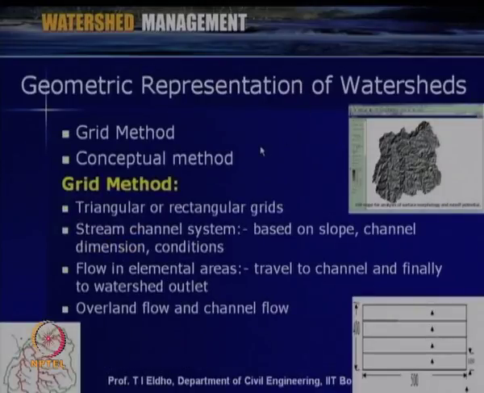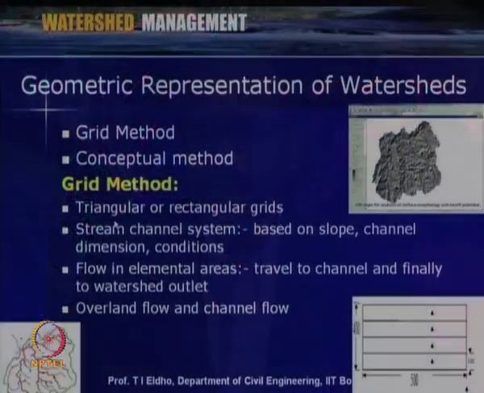Now, when we deal with watershed modeling, we have to represent the various features within the watershed by considering the length aspects or the areal aspects and then the elevation aspects. So, the geometric representation of the watershed is very important in watershed modeling. There are basically two concepts generally used for geometric representation. The first one is called the grid method and the second one is called the conceptual method. Both of these methods we will discuss in detail.